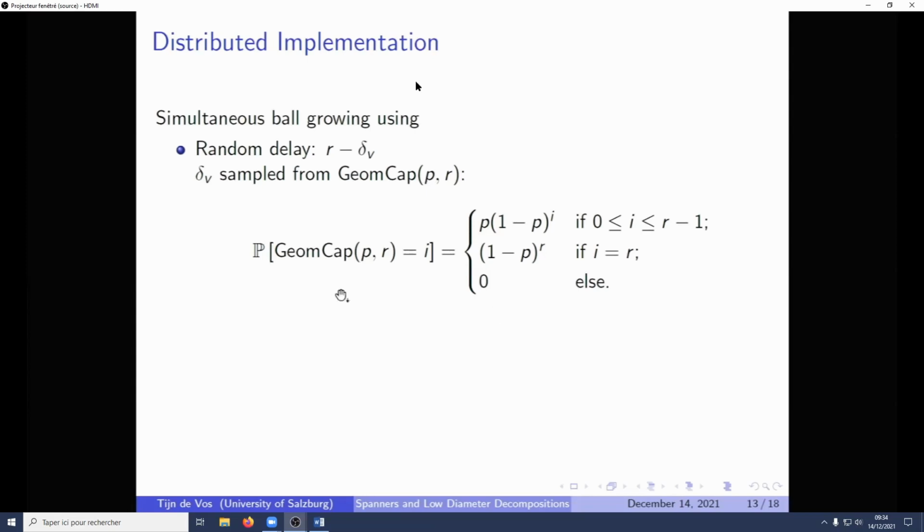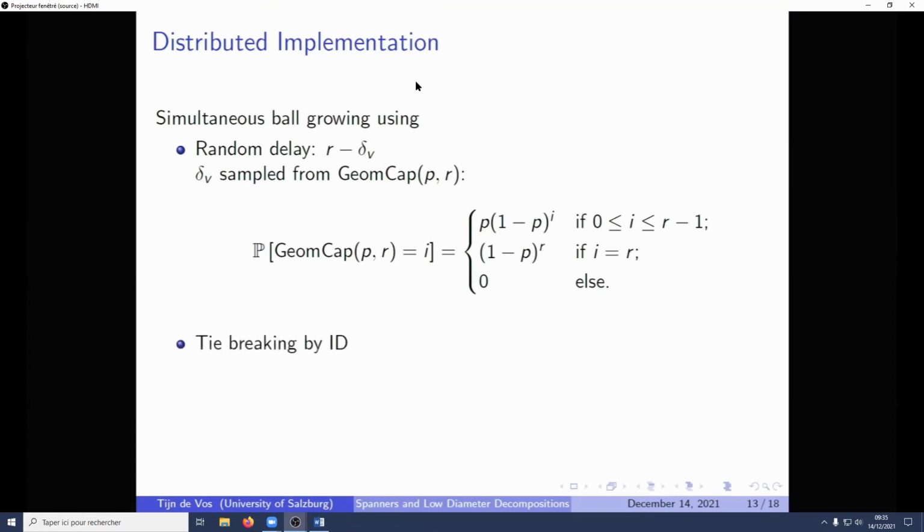We have this random delay R minus delta V between 0 and R, so the random delay is at most R. That means that within R rounds, each vertex will start a cluster growing, so if it's not in somebody else's cluster, it is its own cluster. So within R rounds, we're always done, as opposed to Elkin and Neiman, who might have needed more because they didn't put a cap on their distribution.